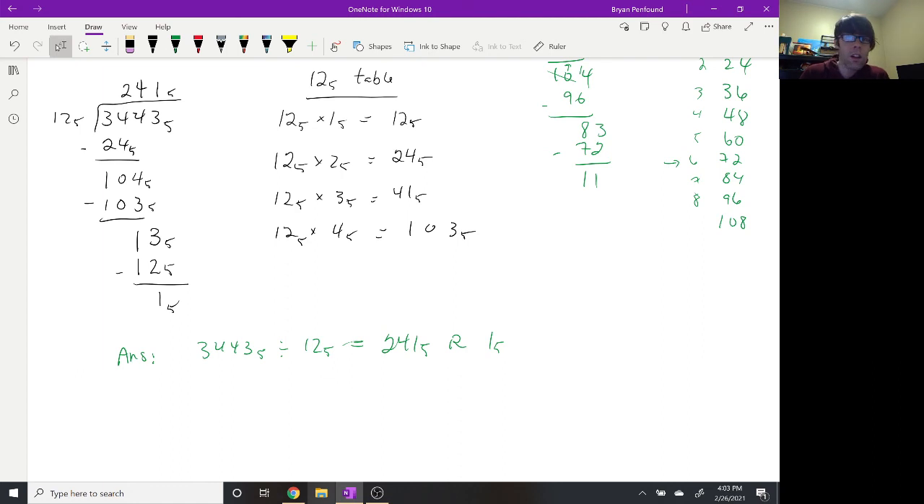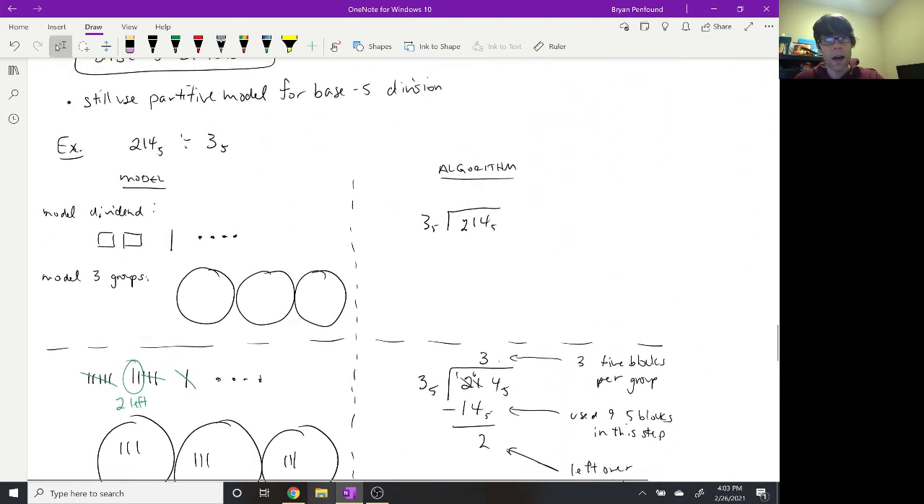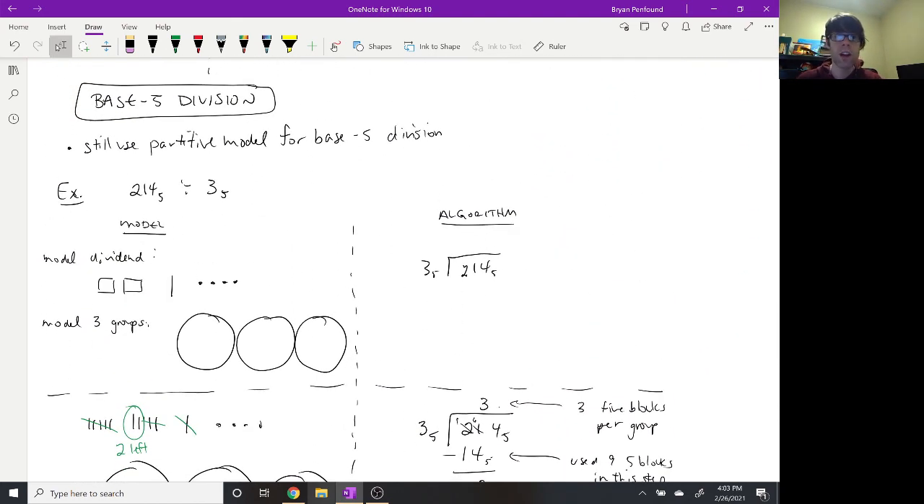So if you want a little bit of extra practice, you can maybe try this example again using the partitive model to see if you can understand how the partitive model fits into all of this. And same thing up here, you can scroll back and you can maybe work on this question one more time using the times table approach. So list out your 3 times tables and see if you can work through this problem again using your 3 times tables.